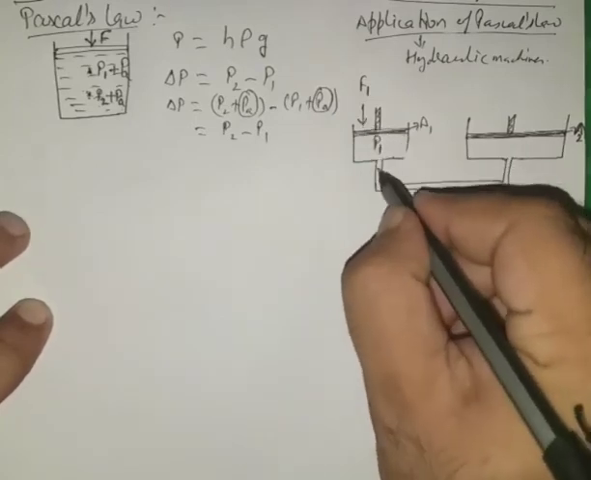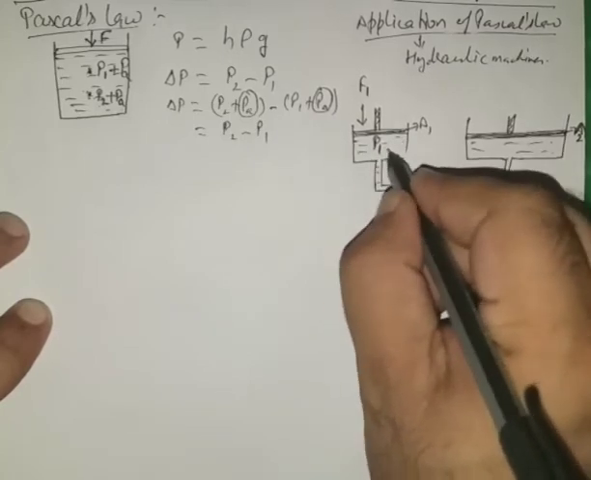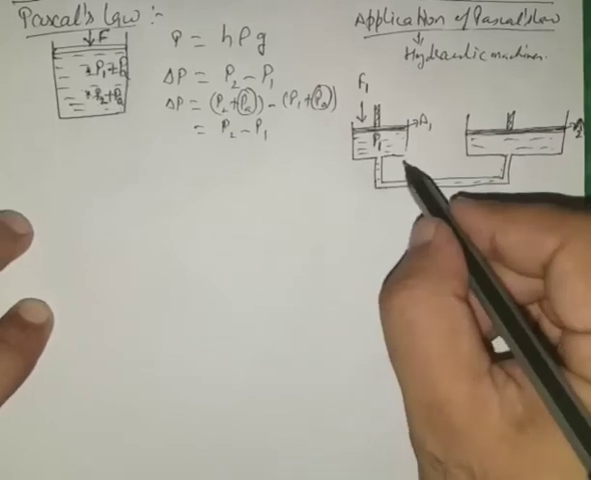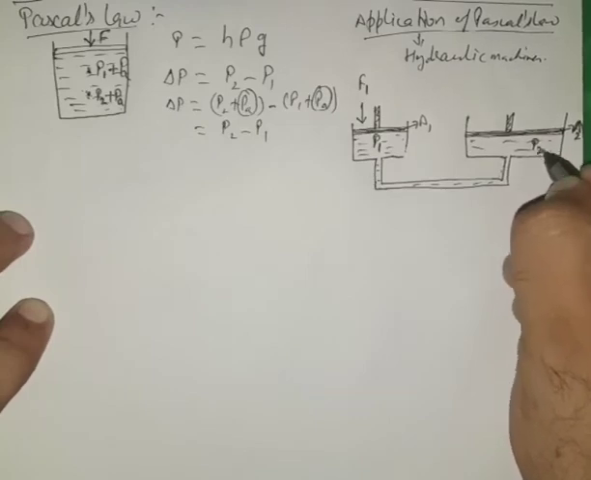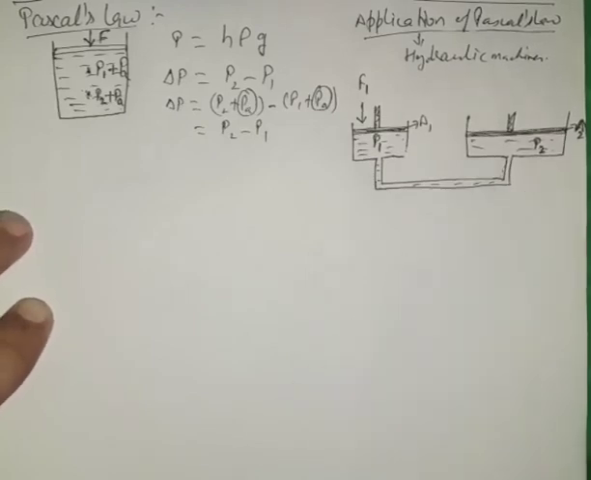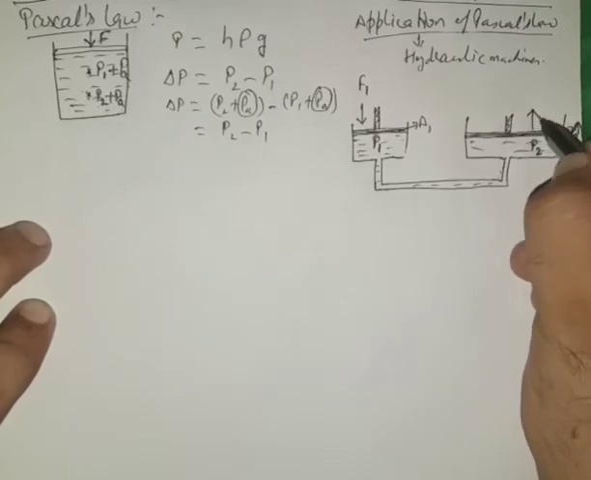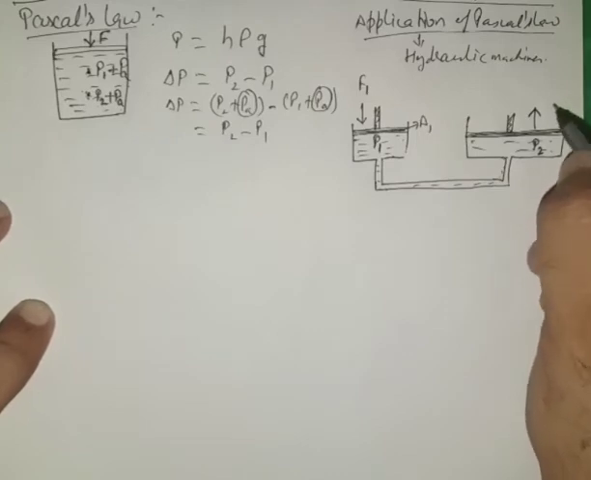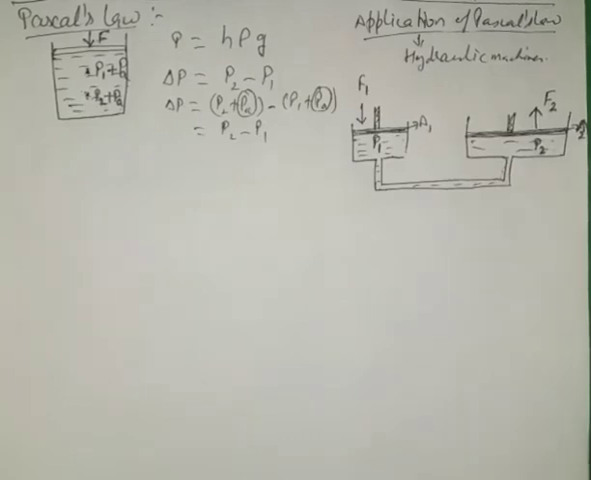Since this is filled with liquid, and the pressure in liquid is transmitted equally, this pressure will also be applied here. So if this is pressed with force F1, then the pressure applied here will be P2. Due to this pressure, this piston will start moving upward. If the liquid is non-compressible, then this will move upward, and let us say that the exerted force here is F2.